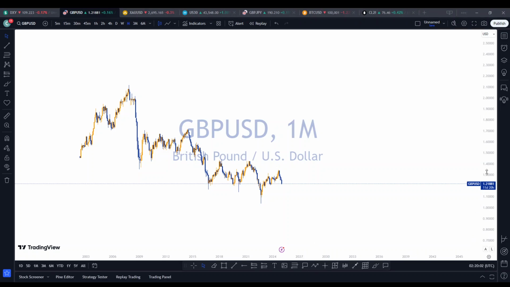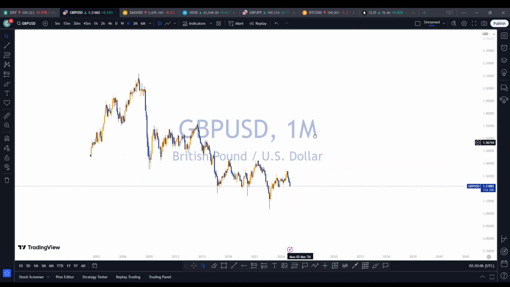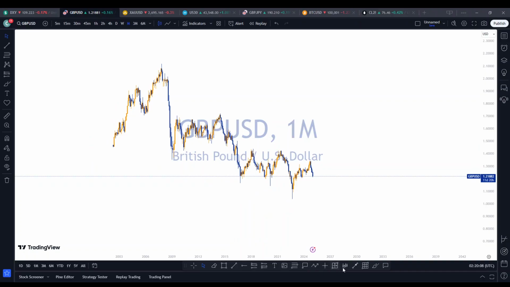Hey guys, so this would be a top-down analysis on GU. We can see overall this is the monthly time frame, and GU is on a downtrend. We have this impulse, correction, impulse, correction, impulse.